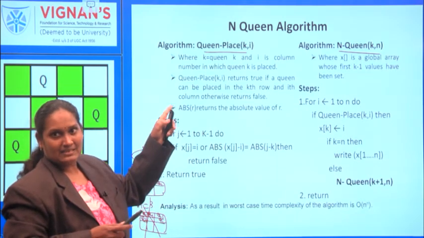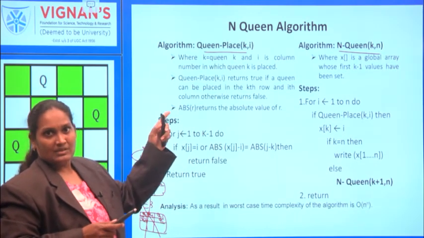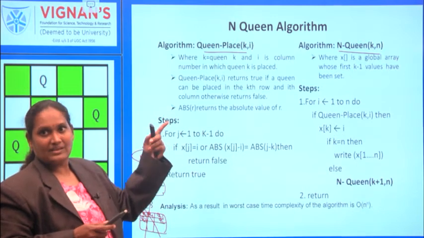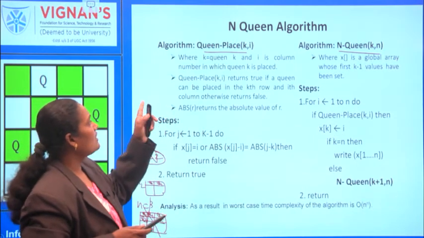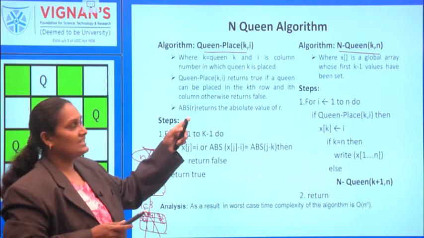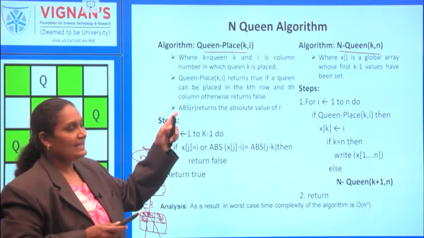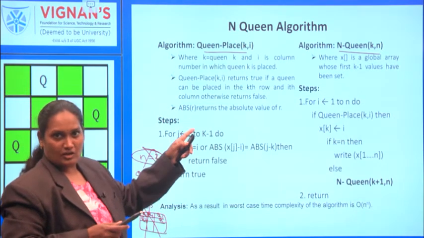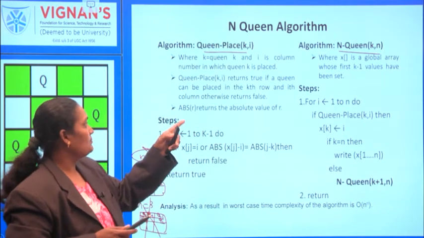Here K indicates the queen, which queen: first queen, second queen, or third queen, the kth queen. And I is the column number in which the queen K is placed.